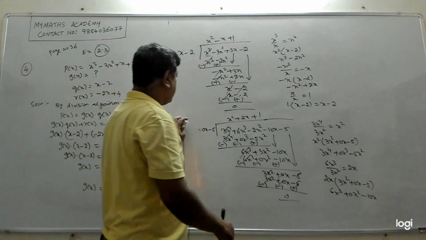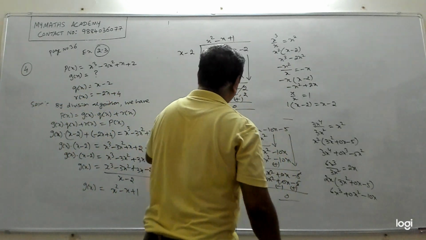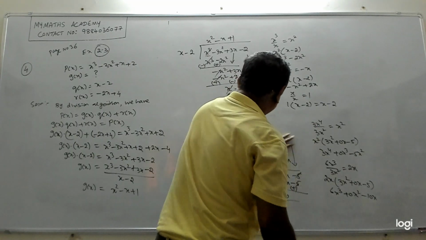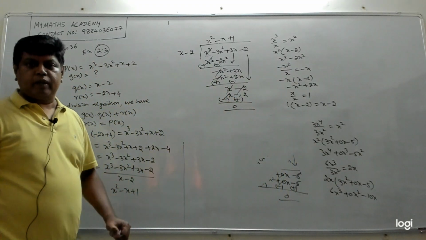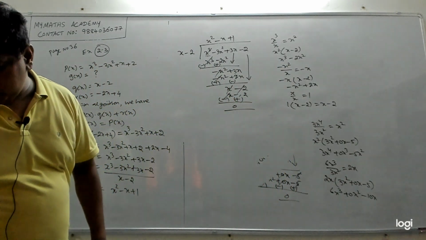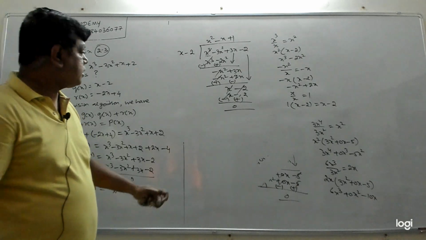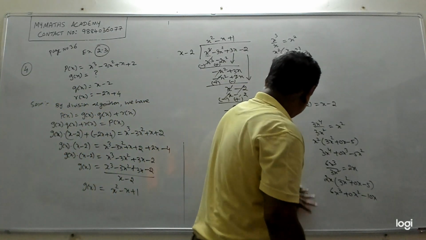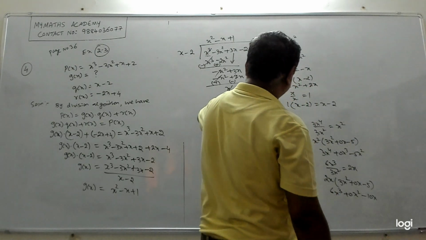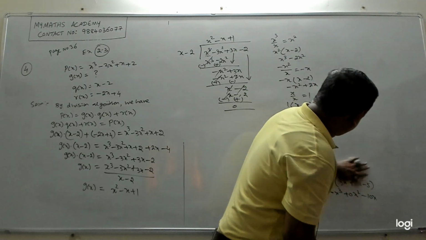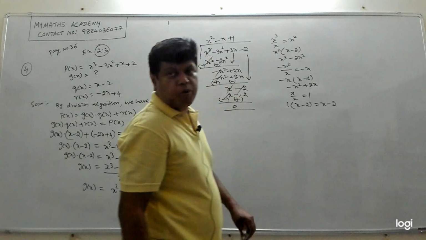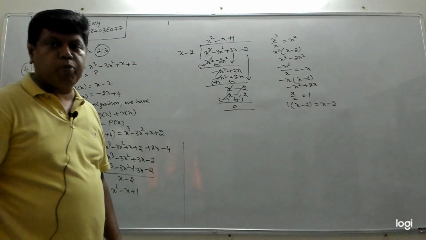So we have found the divisor polynomial, which is your g of x. Clear, guys and girls, right? So this is the fourth problem which we have done now. Now we will do the fifth problem. Fifth problem is a little interesting one in 2.3.